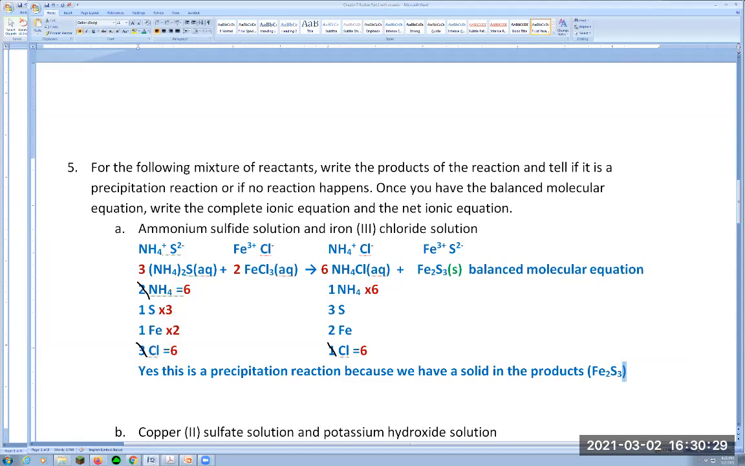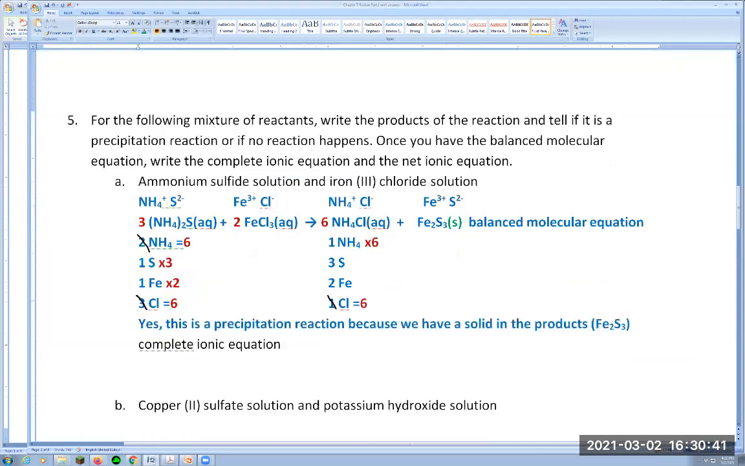So that answered that question. Yes, we have a precipitation reaction. Now we need to write the complete ionic equation. Because you saw that it's a mixture of ions, right? So we need to write this as a complete ionic equation. So instead of the compound formula, you want to show that you have ions because this is an aqueous solution.